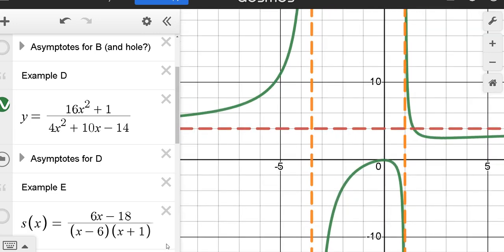So let's take out your graphing calculator and learn a little bit on how to put this in.